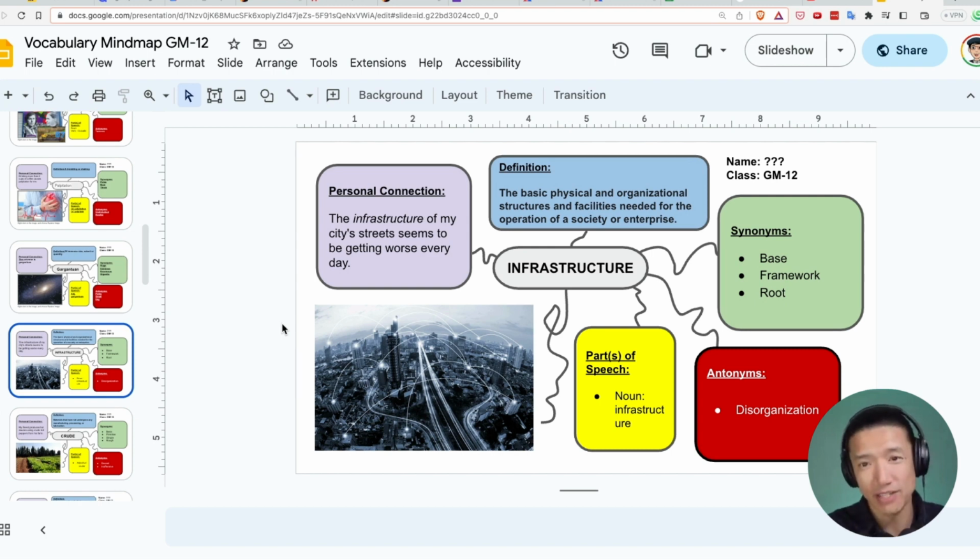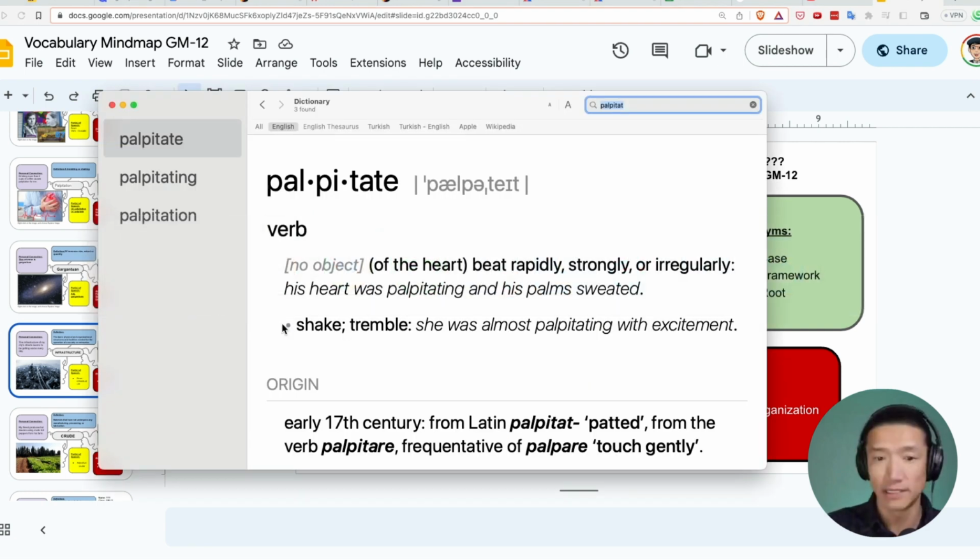Okay, a lot of you got your definitions from the dictionary. Try to write it in your own way. Try to make it simpler. I don't think the dictionary is always the most simple way. It's not. I'm recording. Good. Okay. Base, framework, root, disorganization. I don't know if that's a true antonym. I don't know if there's an antonym for this word, but let's look it up.